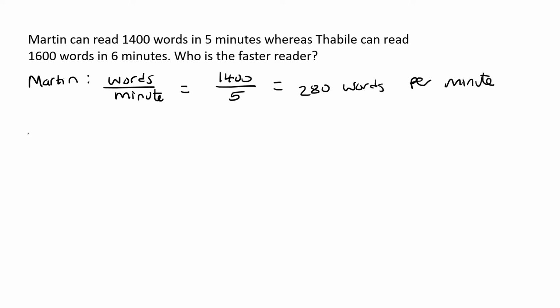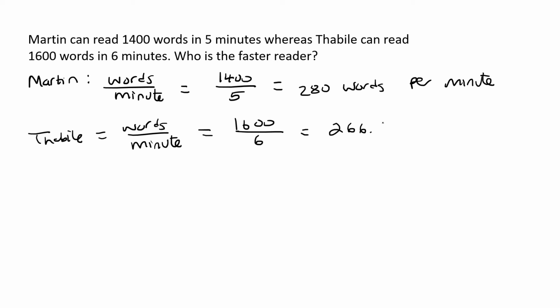Now for Tabile, we're going to do the same. We want to work out how many words can he read in 1 minute. So we want to work out his words per minute. So that'll be 1,600 divided by 6. And that'll be 266.67 words per minute. So now it's easy to compare them.